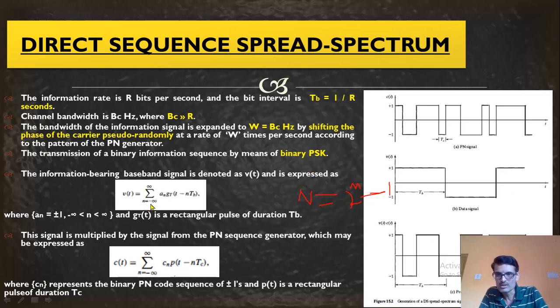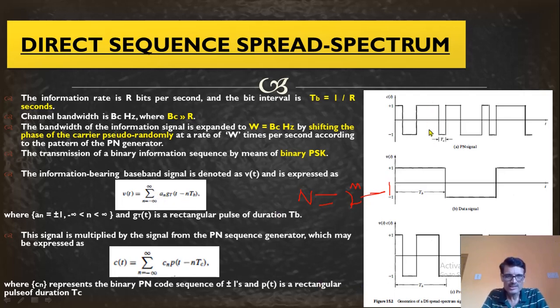Now just see the equation here. The information signal, this V of t is given by summation a_n g_T of t minus nT_b. This is a simple representation of a square wave or rectangular wave signal, where this g_T of t is a basic pulse shape used, and it is repeating for every T_b seconds, with a magnitude equal to a_n. This a_n can be plus 1 or minus 1, right?